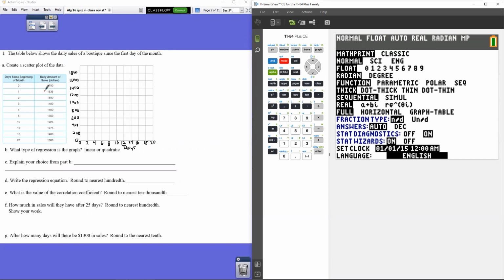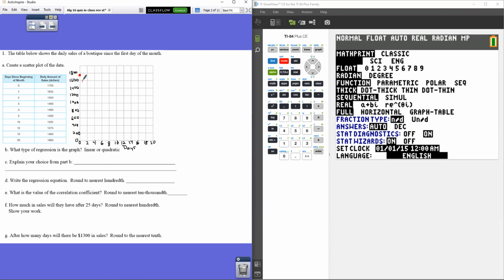When we take a look at question number 1, the table below shows the daily sales of a boutique since the first day of the month. So we have 0 through 20 here, and we're skipping some numbers. Notice that. And so we're going to graph these. So we have 0 and 1750. Again, this is going to be a scatter plot. It's not going to be a connect the dots type thing.